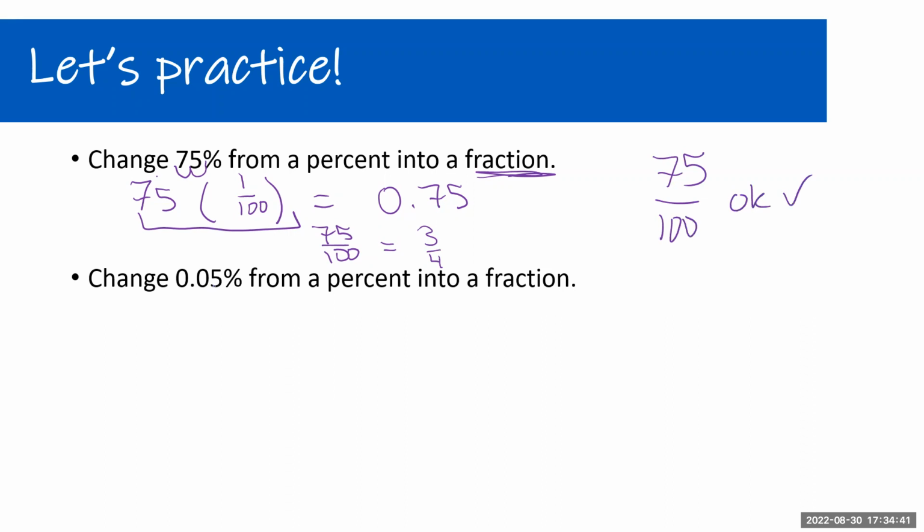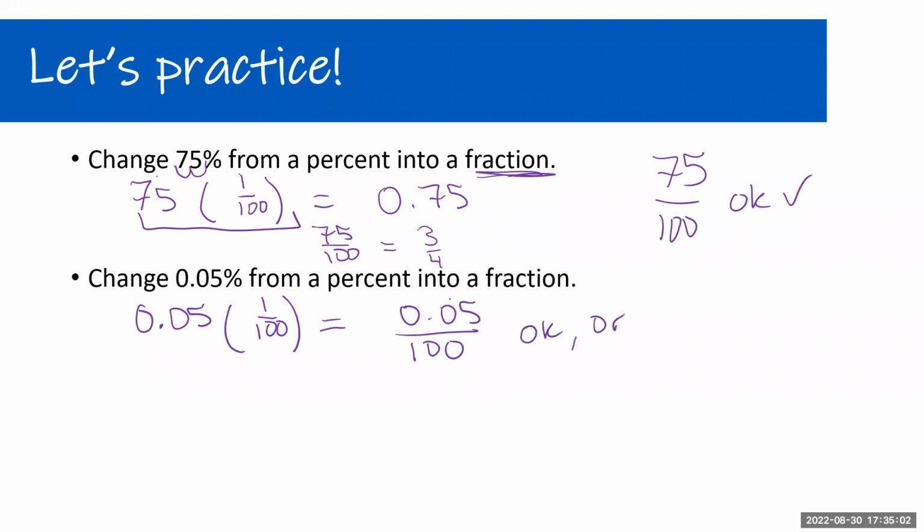Now, if we're going to do the same thing, 0.05% into a fraction, remember you're dealing with 0.05 and that 1 over 100%. That's just going to be 0.05 over 100. Now you can leave it like that. If you wanted to simplify it, you could get rid of the decimal. That's actually going to be 5 over 10,000. Whatever you prefer. To get rid of this, we've got to multiply by 100, so we multiply top and bottom by 100. Either of those would be fine.